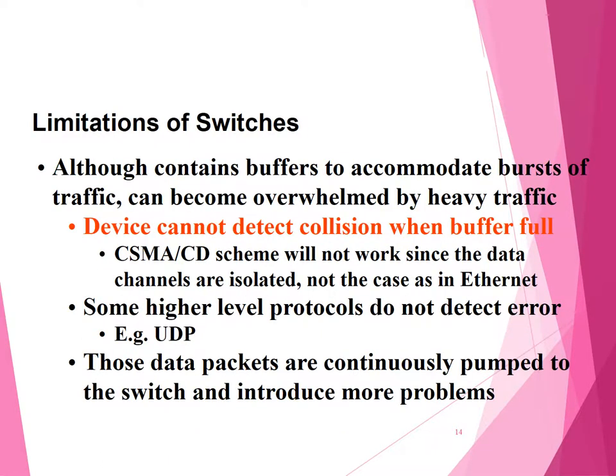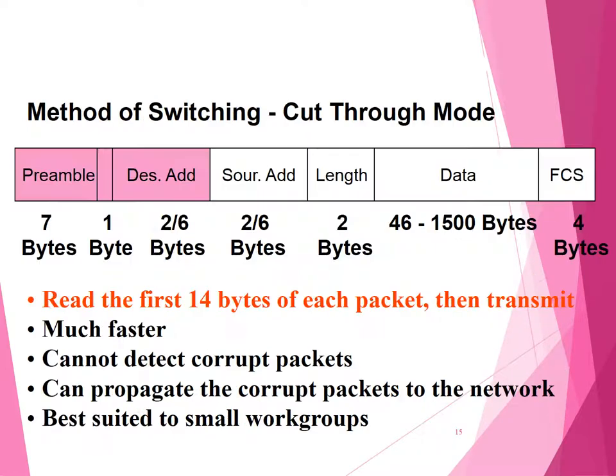Limitations of switches. Although they contain buffers to accommodate bursts of traffic, they can become overwhelmed by heavy traffic, and the device cannot detect collisions when the buffer is full. The CSMA/CD scheme will not work since the data channels are isolated. Note the case as in Ethernet. Simple higher level protocols do not detect errors, for example UDP, user datagram protocol. Data packets are continuously forwarded to the switch, which introduces more problems.